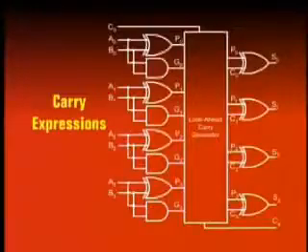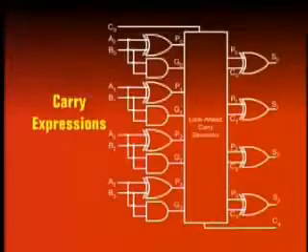The output C3 is generated by the circuit represented by the expression C3 equals G2 plus P2 G1 plus P1 P2 G0 plus P0 P1 P2 C0. The expression is implemented by a combination of 3 AND gates having 2, 3 and 4 inputs respectively, and a single 4 input OR gate. Again, 2 levels of gates are used. C3 is available after a gate delay of 2.